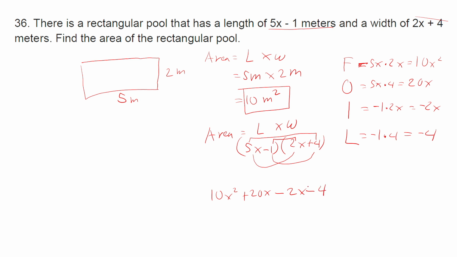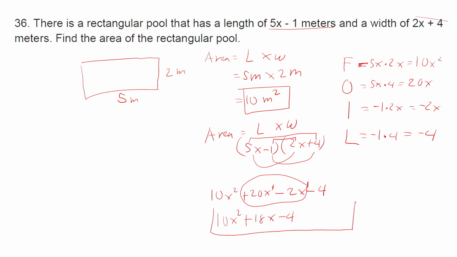Please take note that 20x and negative 2x can be combined because they are like terms. Sir, what do you mean by like terms? They have the same variable. They both have x, and both of their x have a common power of 1. So these two, 20x and negative 2x, are like terms, so we can combine them. Now we have 10x squared, 20x minus 2x is positive 18x, and then minus 4. And that's our answer.